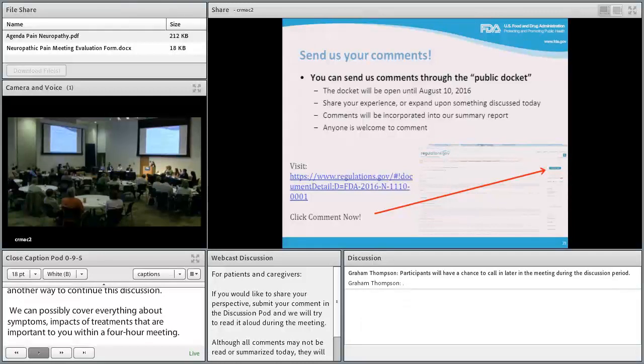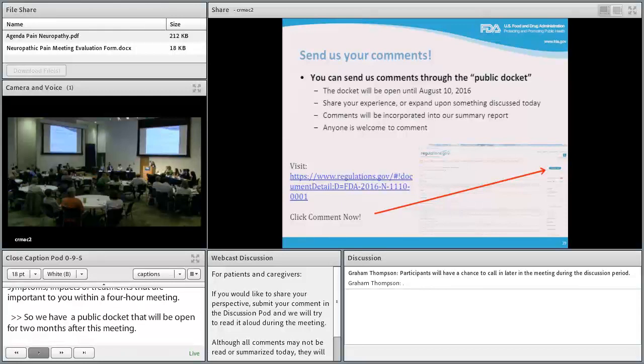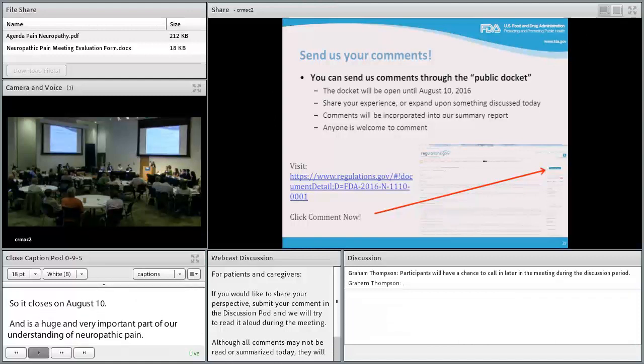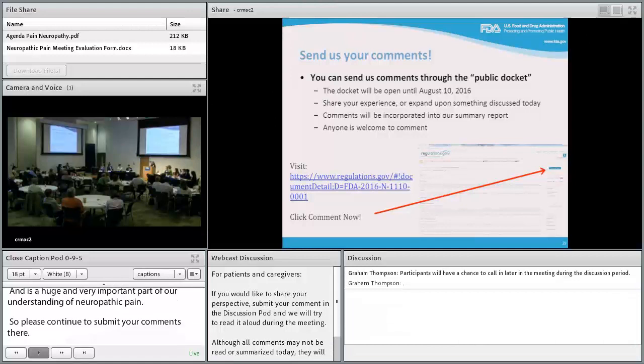And it's a huge and very important part of our understanding of neuropathic pain. So please continue to submit your comments there. And all of those comments are going to be incorporated in our summary report that Sarah had mentioned, the Voice of the Patient report. So we will look for very helpful information through the docket as well. And anybody is welcome to comment, not just patients and caregivers.